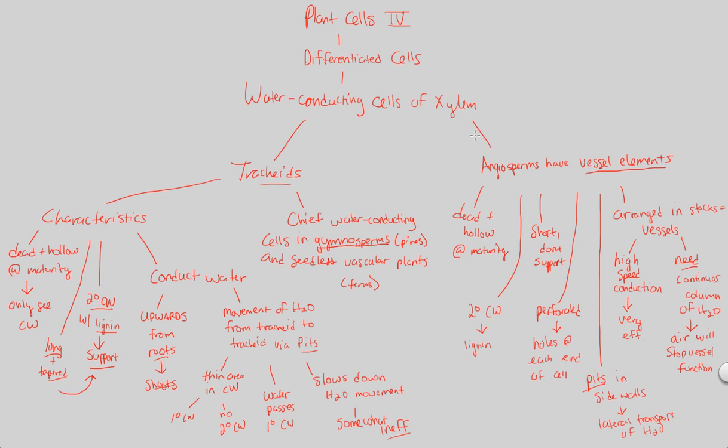And that covers our water conducting cells of the xylem. We have tracheids, mainly in gymnosperms and seedless vascular plants. Those are pines and ferns, and this is the way that it works. And then we have angiosperms with the more advanced vessel elements. And this is all, of course, in order to transport and support the plant. Transport what? Transport water and dissolved materials.